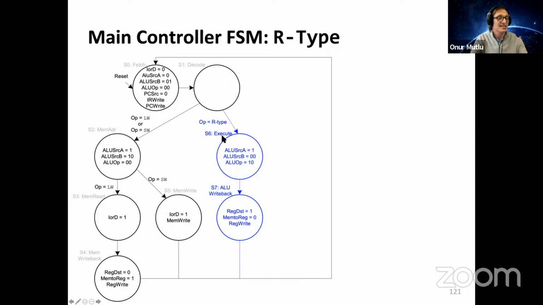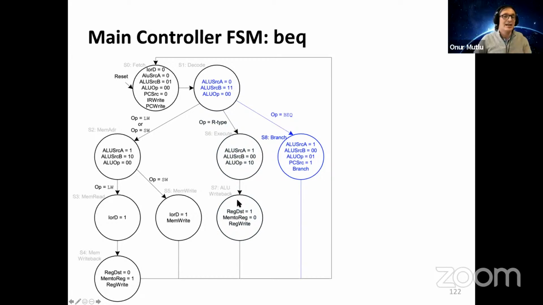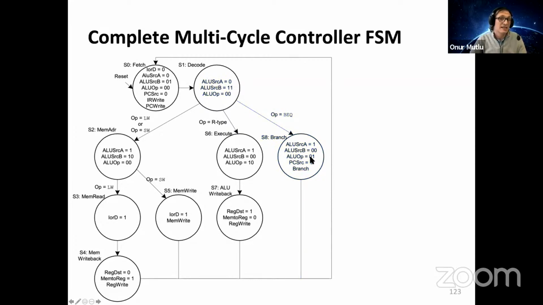Control signals are set such that you do the execution of the instruction. And then in the next clock cycle, you write back the result that is latched in the ALU result into the register. And if the operation is a BEQ, you have one state that determines the destination, basically what needs to happen to the PC at the end. This is the complete multi-cycle controller finite state machine for these operations.